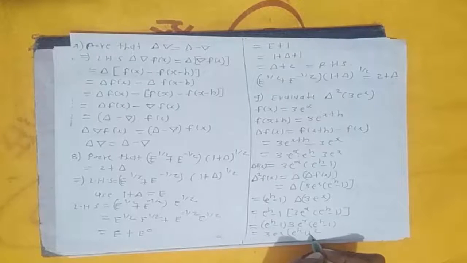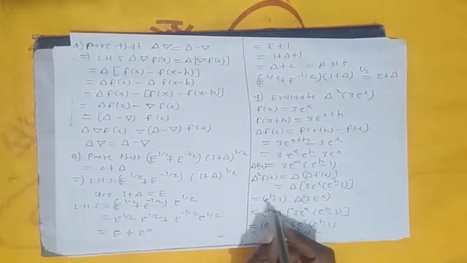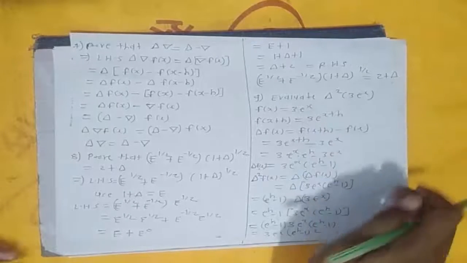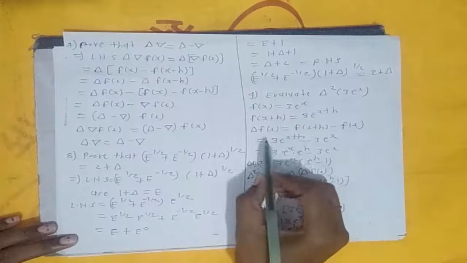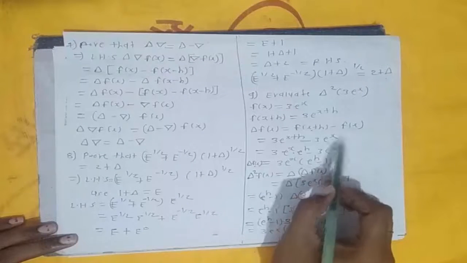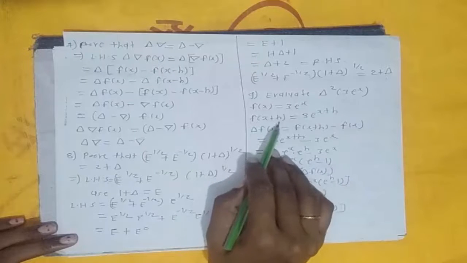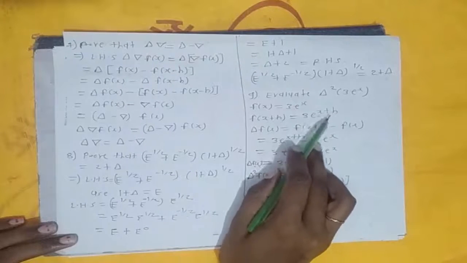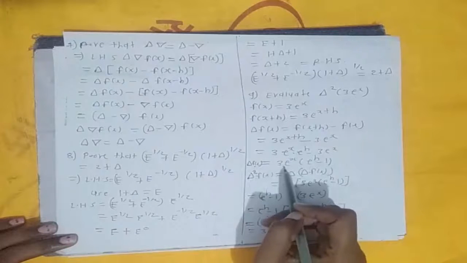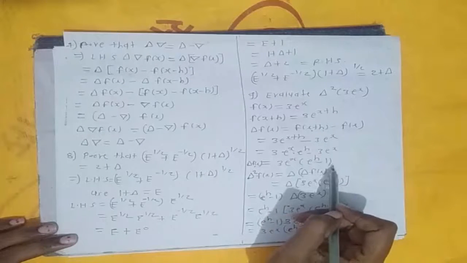bracket square. Okay, so this is, we get delta square f of x, that is second order forward difference for the function 3 raised to x. We can first find delta f of x by using the definition f of x plus h minus f of x. For that, first we find the value of f of x plus h, which is 3 raised to x plus h. We put it here and taking calculation, we get delta f of x will be 3 raised to x in bracket e raised to h minus 1.